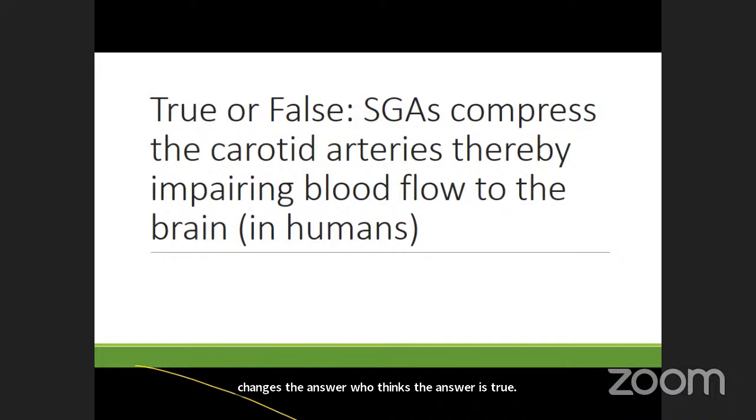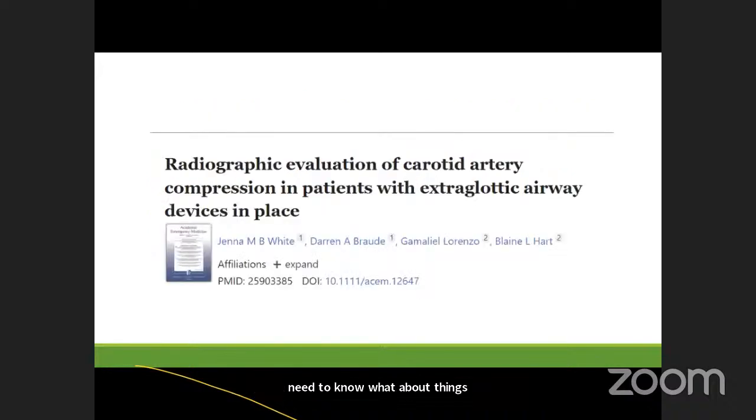I'm surprised people aren't changing their answers after knowing what happened in another mammal model. I think we need to know more about pigs and the anatomy of pigs and how it is comparable to human studies. That's a good point, good point.